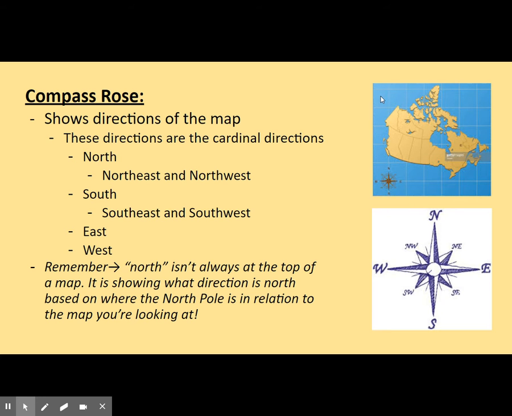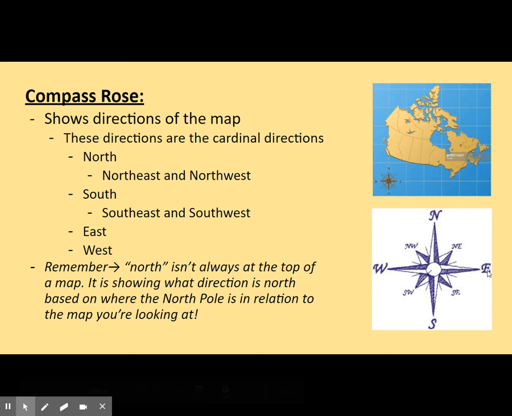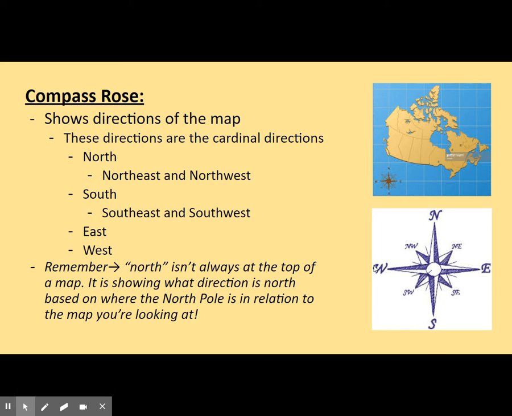The next thing that you need to know that is a part of a map is a compass rose. Hopefully we've seen a compass rose before, but this is going to show us the directions of the map. It's going to show us the main cardinal directions: north, south, east, and west. And then you have your intermediate directions, so northeast, southeast, northwest, southwest. When you look at a compass, north is at the top, then we have south at the bottom, east to the right, west to the left.